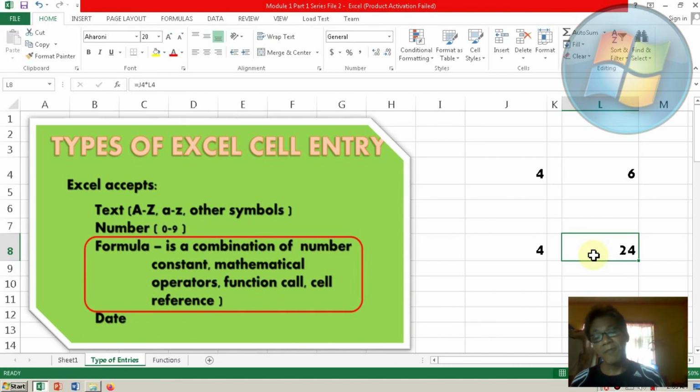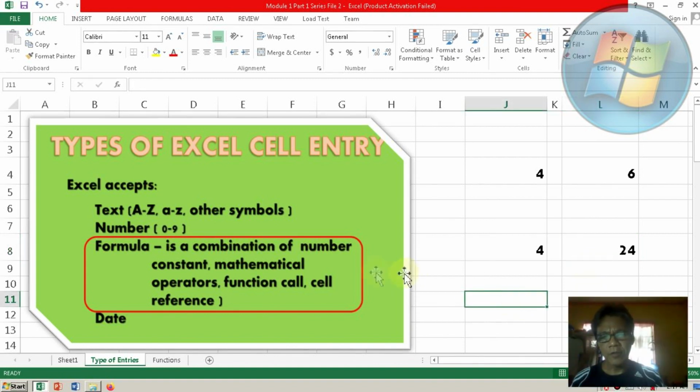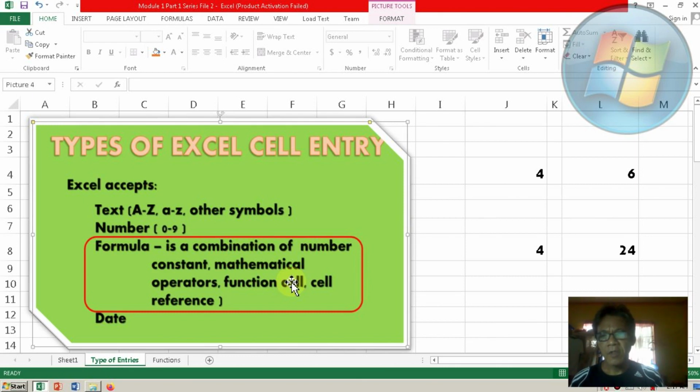Okay, so a formula can be combinations of numbers, mathematical operators, and cells reference. So in this example, we are multiplying both the value of G4 and L4 and then placing that value into this location, which is L8. Now in our formula, we can also include a function call. Now a function in a computer is actually a set of program that returns a value. Now Excel has many kinds of different functions.